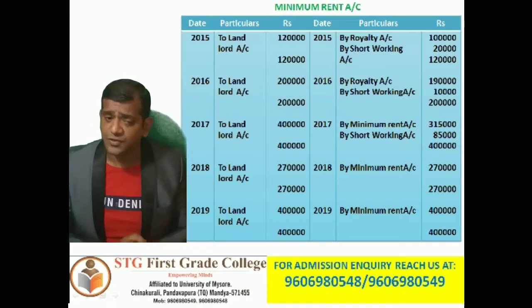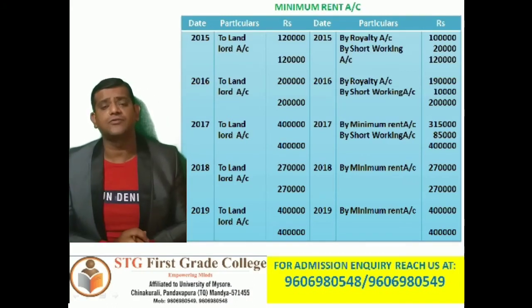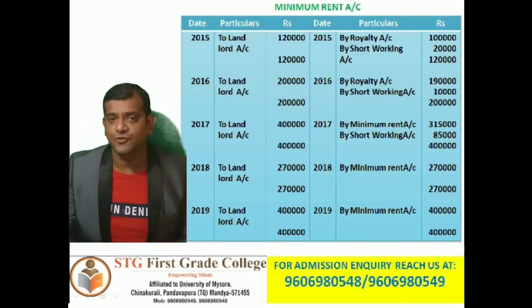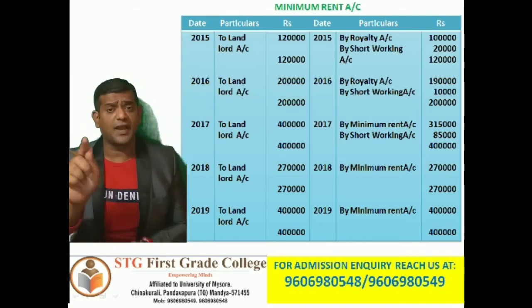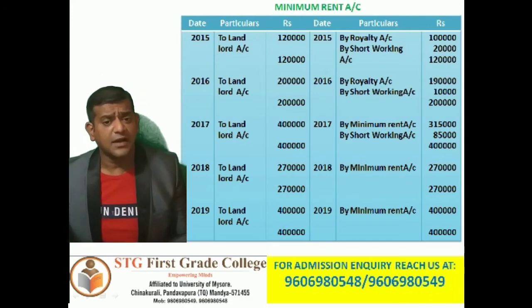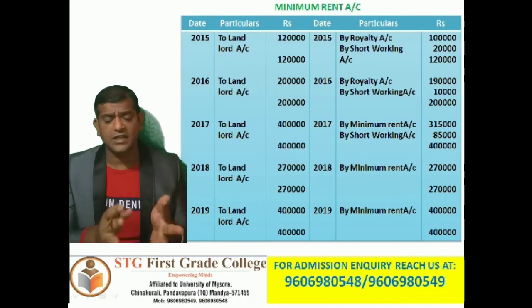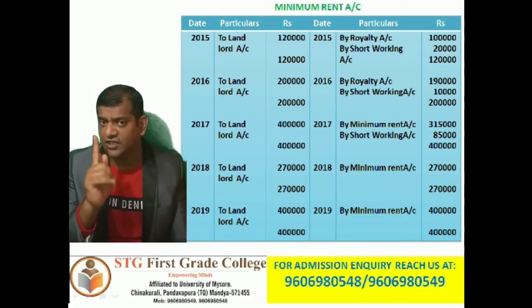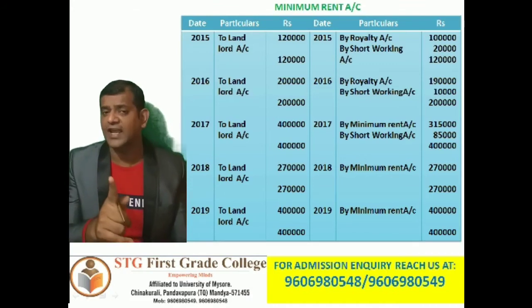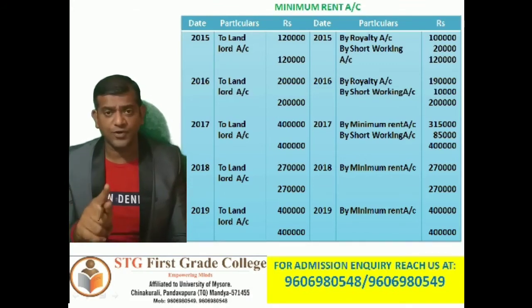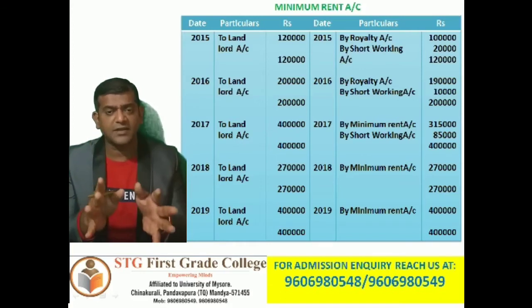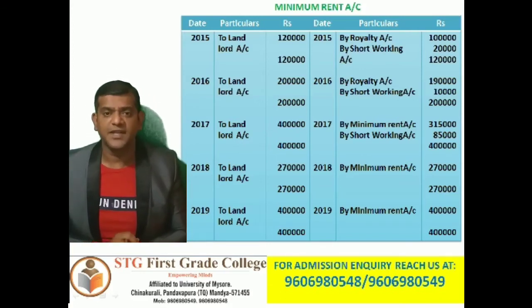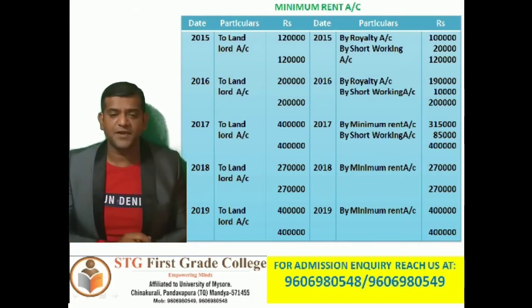So next, 2018, to landlord account, 2,70,000 and by minimum rent account, 2,70,000. You might wonder why minimum rent account here in 2018, even though it is lesser than minimum rent, because in the adjustment he said there is a provision in the agreement, if any strike happens, whatever the actual output has been given should be considered as the minimum rent. So that is why we have taken 2,70,000 as the minimum rent directly.